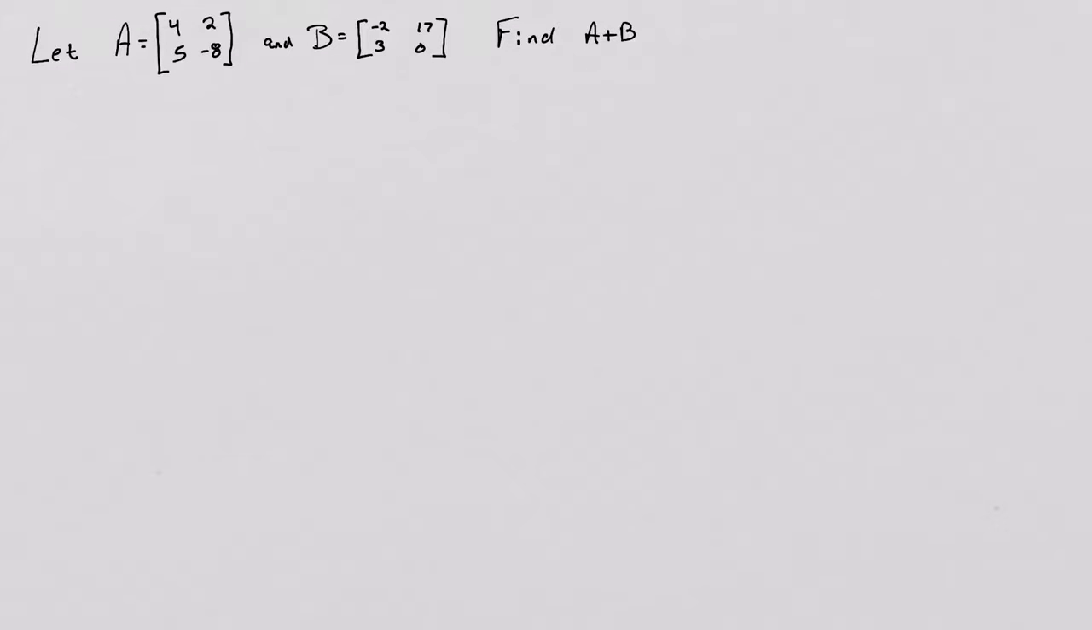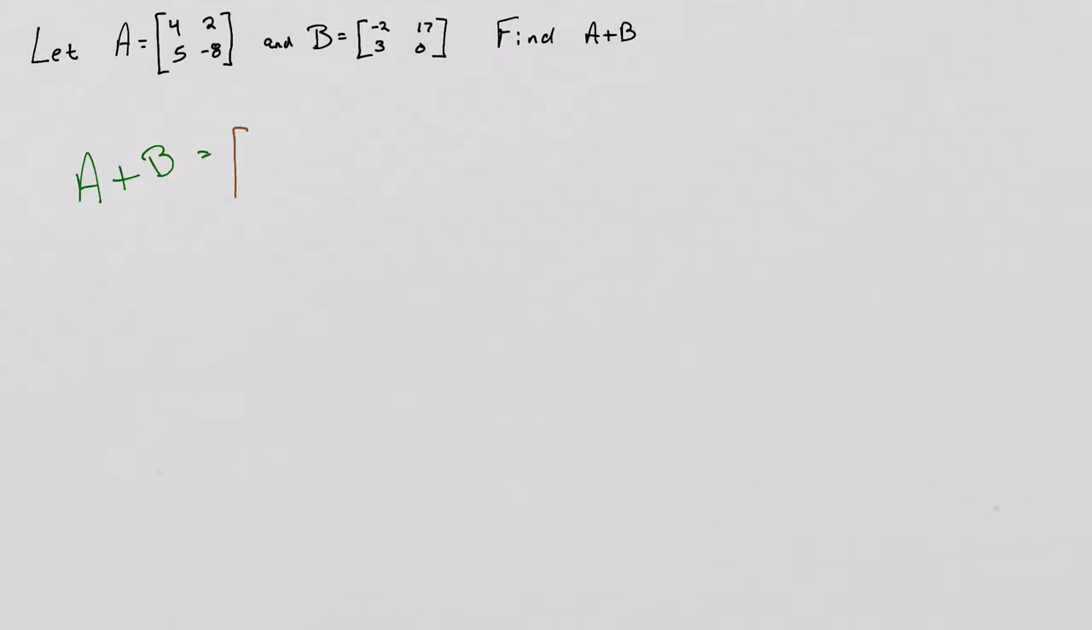All right, guys, so I've got a problem here where it says let matrix A equal 4, 2, 5, negative 8, and B equals negative 2, 17, 3, and 0. And we want to add these to find A plus B. So A plus B is really, we're going to write them in that order.